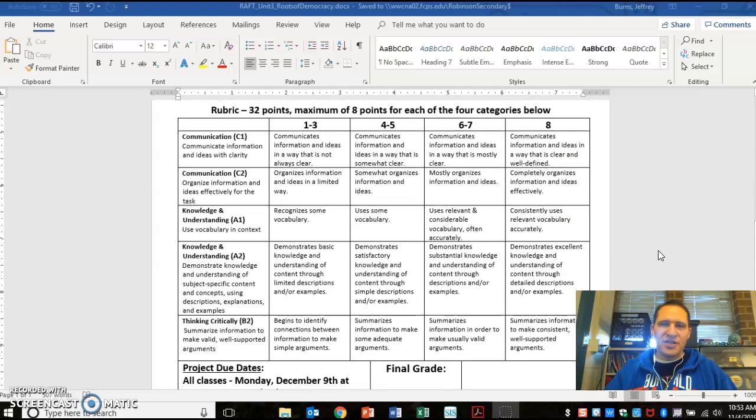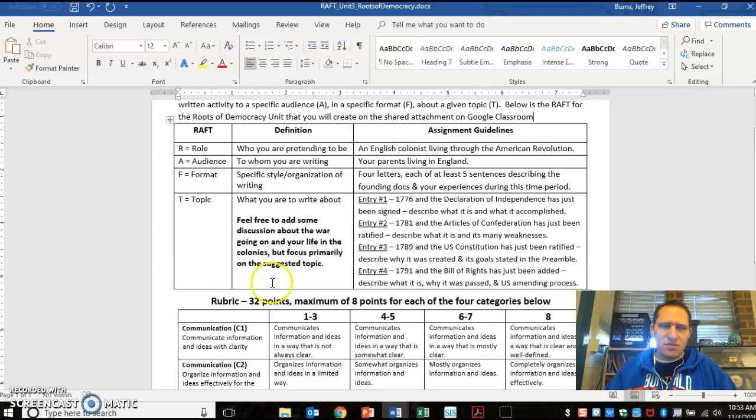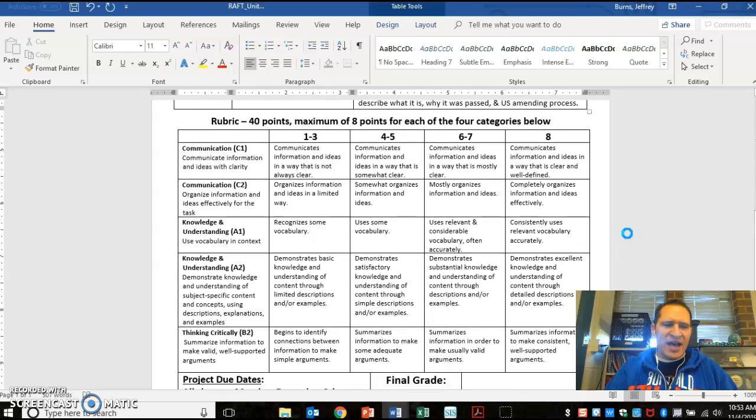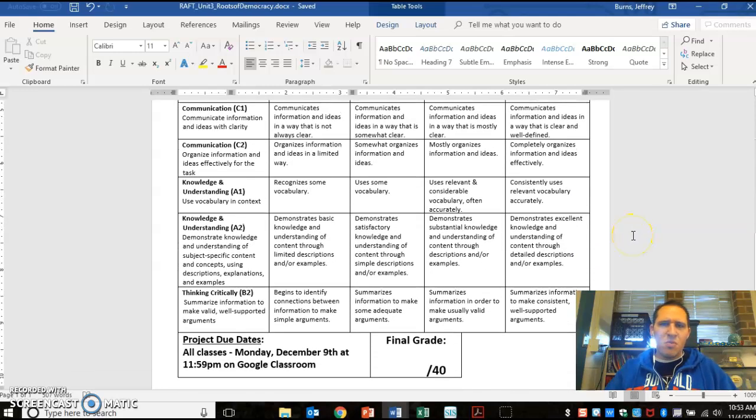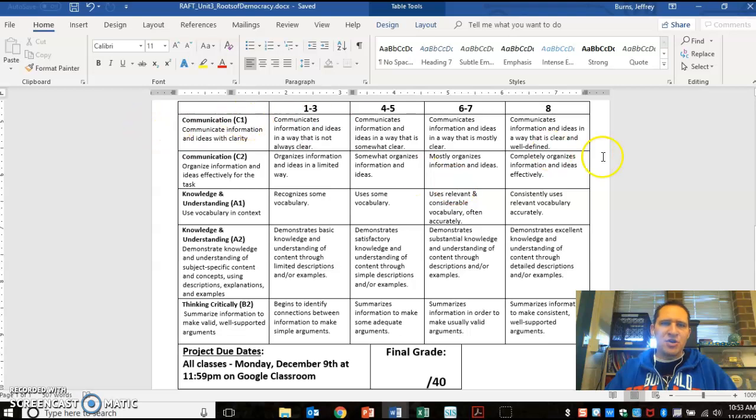Here's your rubric. It's a 40-point rubric. There are 5 different categories. I'm going to look at, are you communicating ideas with clarity? Do I know what your topic is and what you're explaining? Did you organize your ideas effectively? Are you using vocabulary from class and context? Are you demonstrating your understanding of the concepts we're learning in class, these documents?